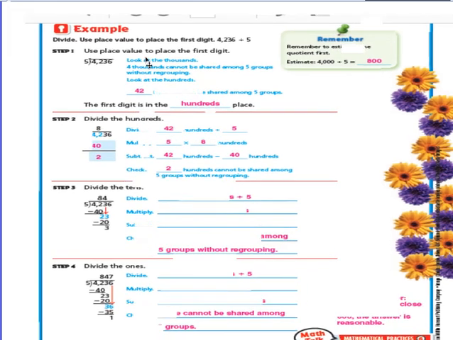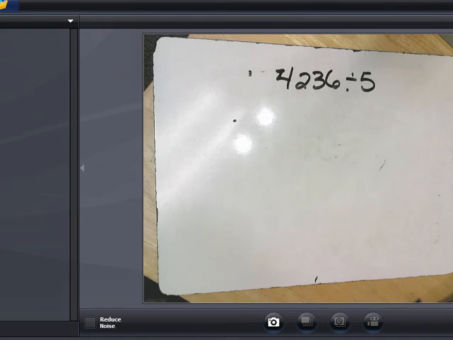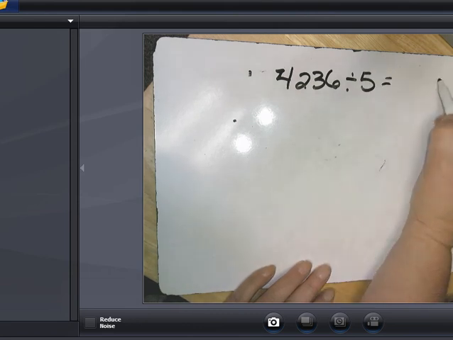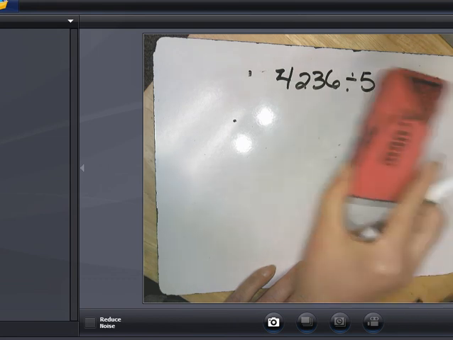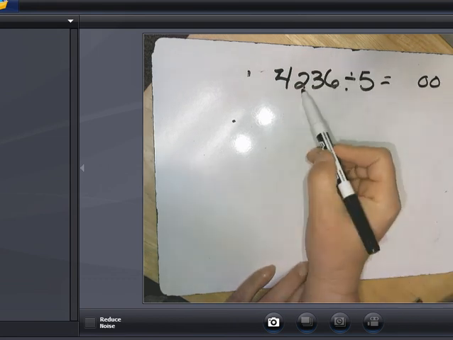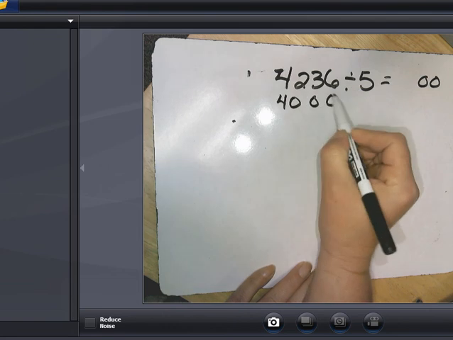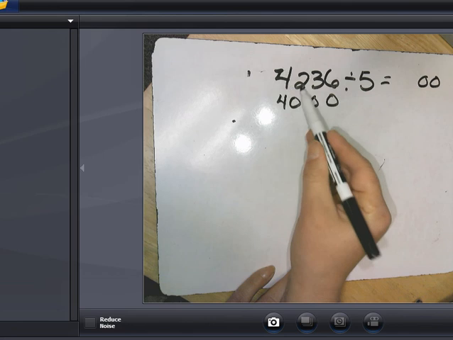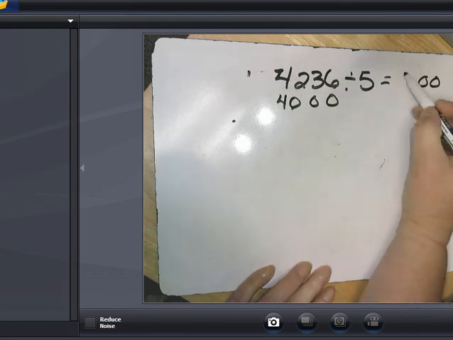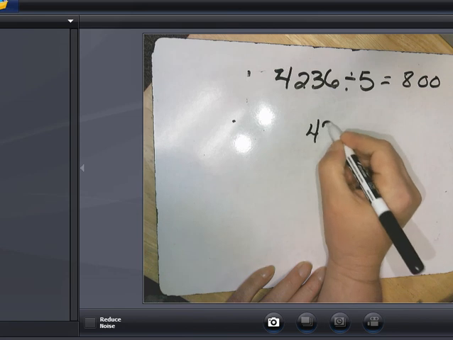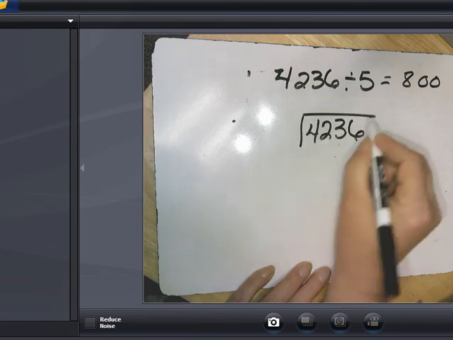Alright, so let's go down here. So the first thing I need to do is estimate. I'm going to put zeros. I'm just going to look at those first 2 digits. Now what can I change 42 close to so that I can divide 5 by it? Well, I know I can change it to 40, because 5 goes into 40. I can do 800. So that's my estimate. Now let's set it up. I'm going to put my divisor inside the house and my dividend on the outside.